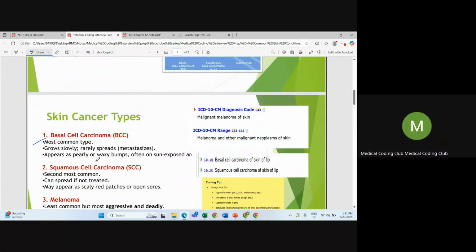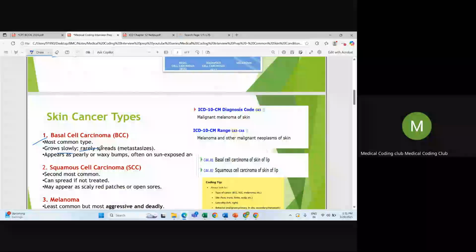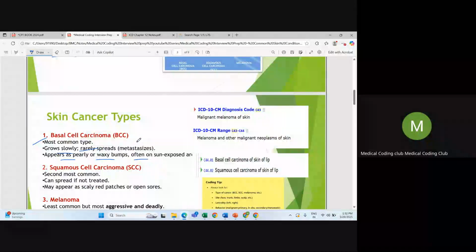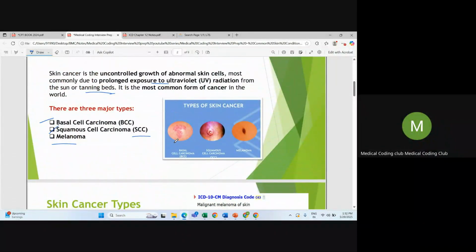Now let's understand the characteristics of basal cell carcinoma. Basal cell carcinoma is the most common type, and it grows very slowly and rarely spreads. It will not immediately spread or get metastasized to a secondary site. It appears as a pearly or waxy bump, often on sun exposed areas. You can see the image here. This is how basal cell carcinoma looks on the skin.